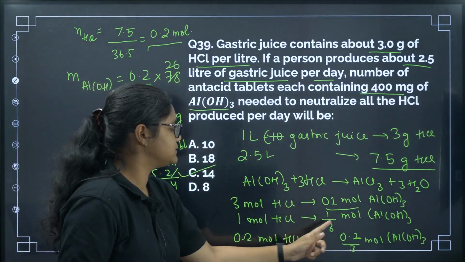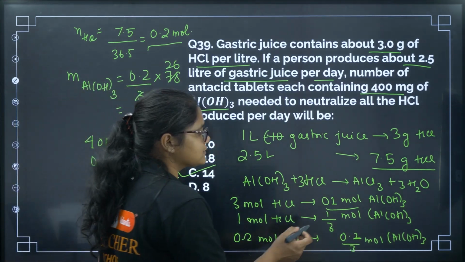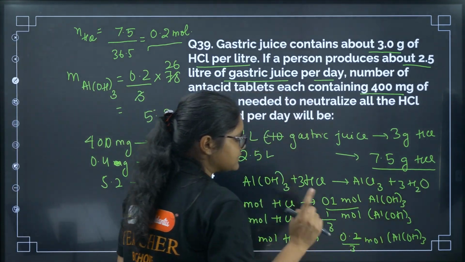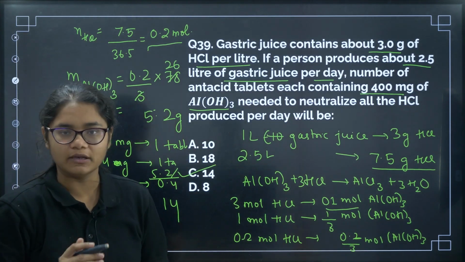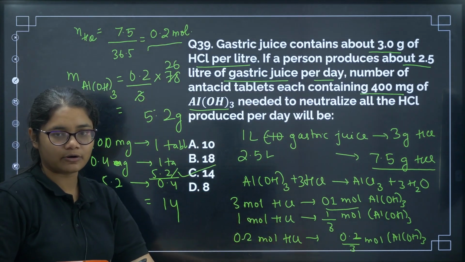0.2 moles will react with 0.2 by 3 moles of aluminum hydroxide. So that means to neutralize this much HCl, we require 0.2 by 3 moles of aluminum hydroxide. Now we can calculate the mass. What is the mass of aluminum hydroxide required?